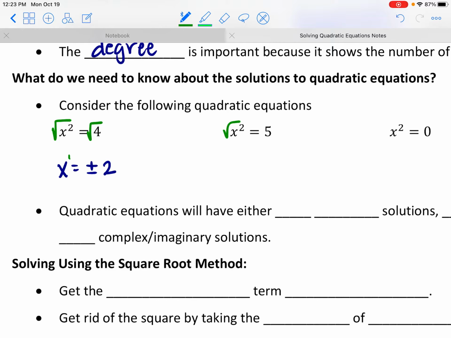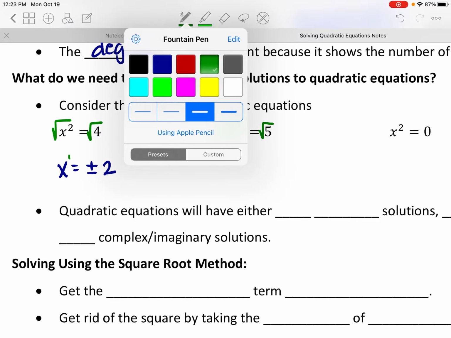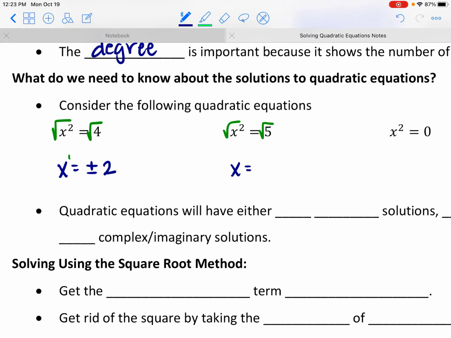Here, what number squared is going to make 5 is not going to be perfect, but if I were to square the square root of 5, I would get 5. If I was to square the negative square root of 5, I would get 5 as well. So this would be plus or minus the square root of 5. Again, the square root of 5 squared is going to make 5, and the negative square root of 5 squared is going to make 5. Okay? So 2 solutions on the first one that were 2 rational solutions. 2 solutions on the second one, but this time they're irrational numbers.